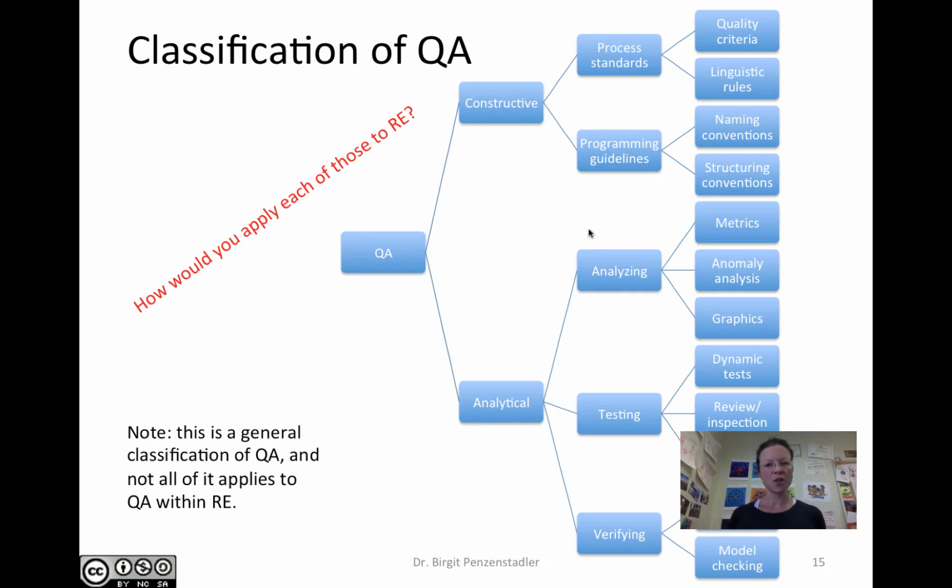So things that are constructive are process standards like quality criteria and linguistic rules. We have programming guidelines, so those programming guidelines are for the later phases, but we certainly have a lot of process standards in requirements engineering. And then on the analytical side, we have analysis using metrics or anomaly analysis tools or graphics. We have testing, dynamic, static, reviews, and we have verification, either formal or model checking. And I'm sure you've heard about a few of them in earlier courses.